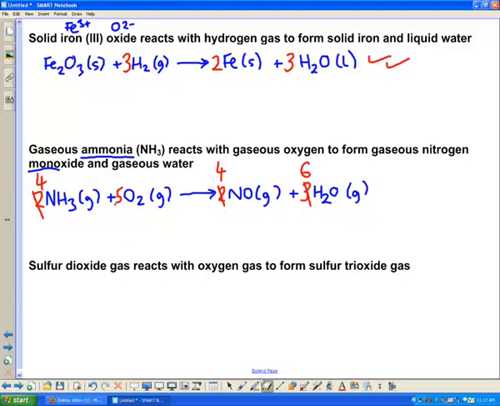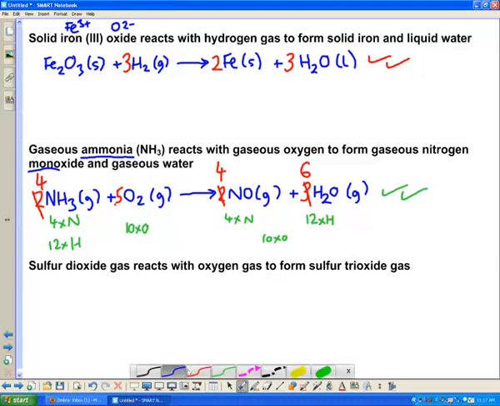Alright? So let's see. Nitrogens. We've got 4 nitrogens. We got 4 nitrogens. We got 12 hydrogens. We got 12 hydrogens. Oxygens, we've got 10 oxygens. We've got 4 here, 6 there. Bingo, we're done. That's good. Alright, last one. Then I'll leave you alone for a little while.